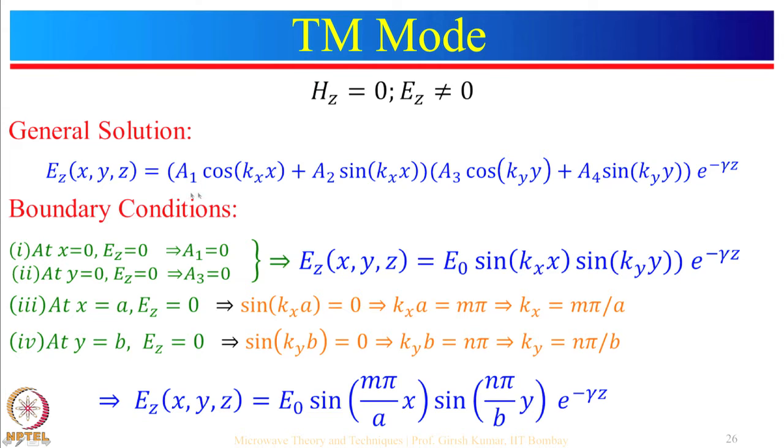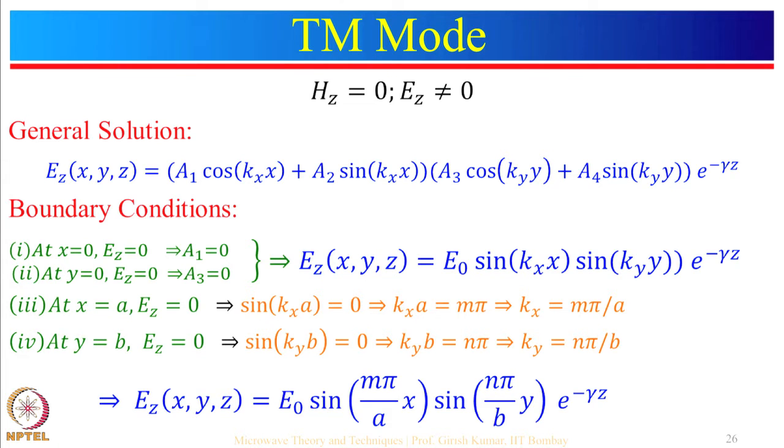Now move on to the next mode, which is transverse magnetic mode, in which the magnetic field is transverse to the direction of propagation, or we can say magnetic field is 0 in the direction of propagation. So Hz is 0 and Ez is non-zero, and as we have derived earlier that the longitudinal electric field will be Ez is equal to this. Now we need to apply boundary conditions on this electric field. And what are boundary conditions?